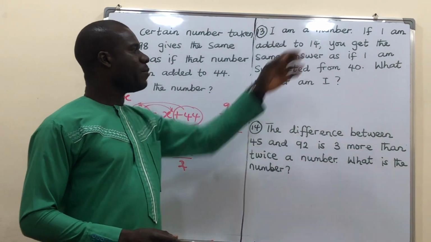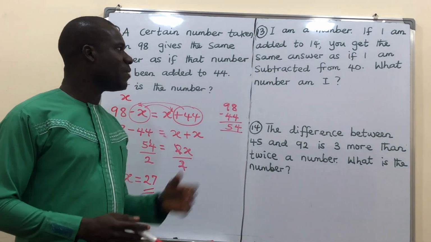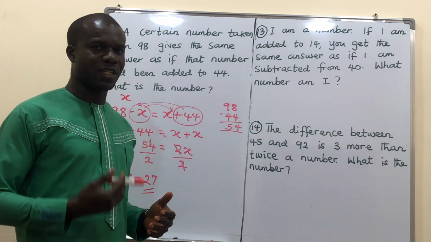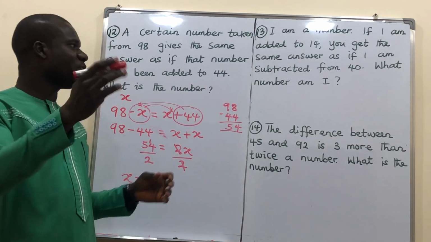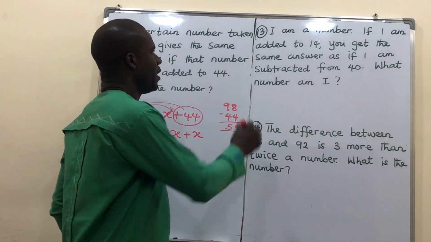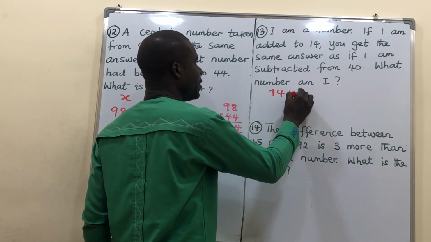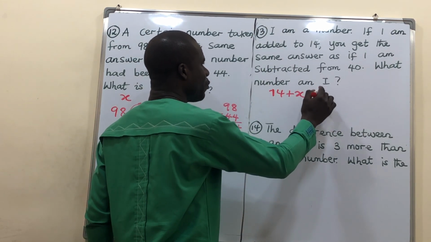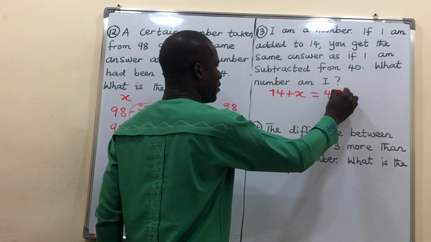I am a number. If I am added to 14, you get the same answer as if I am subtracted from 40. What number am I? So let the number be x. Like I said, I love using x. If I'm added to 14, you have 14 plus x, and this gives the same answer as if I am subtracted from 40, which is 40 minus x.